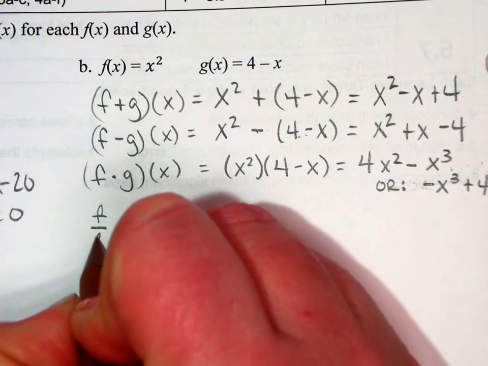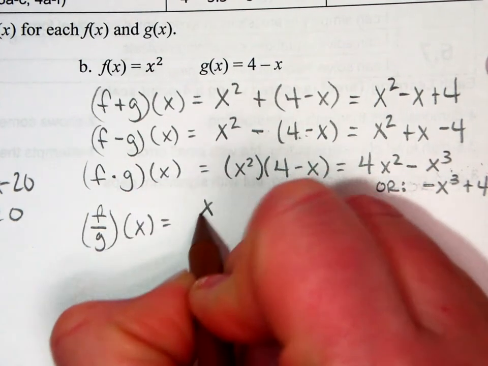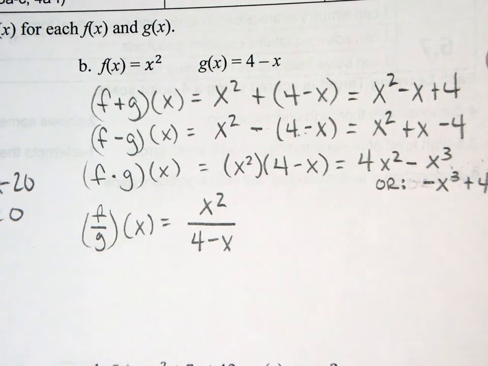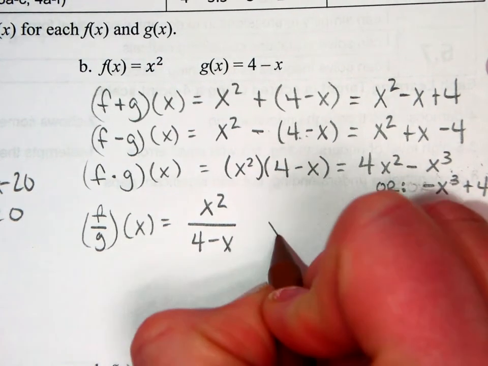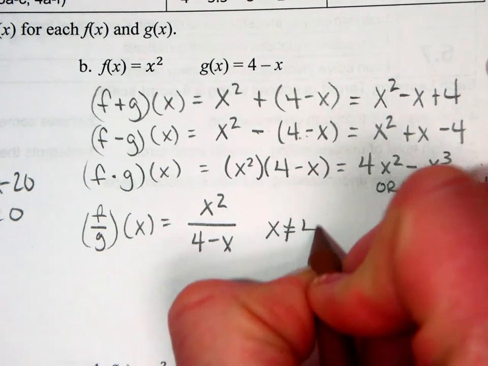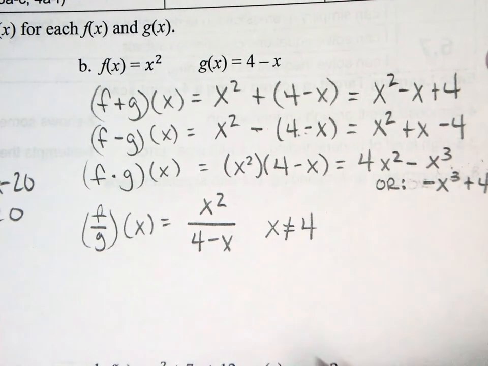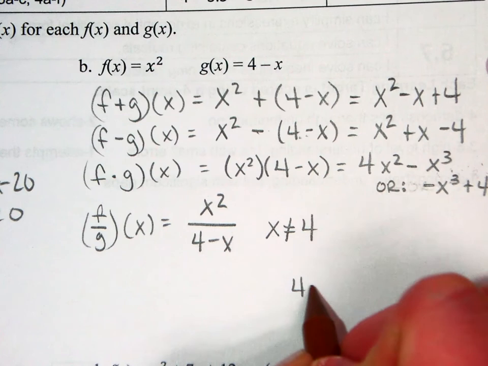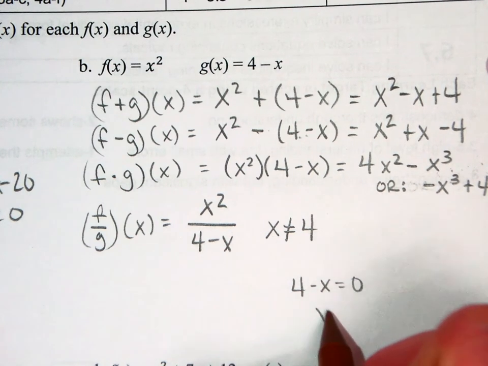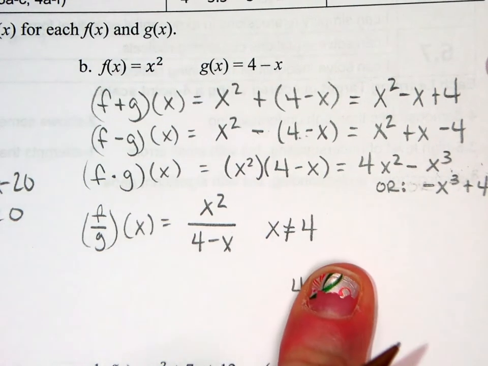F divided by G of X equals X squared divided by 4 minus X. X cannot equal 4. This whole thing's my answer. How did I get this value again? Once again, take your denominator: 4 minus X equals 0. Add X over, X equals 4. That's the value that X can't be. This is not part of your answer.